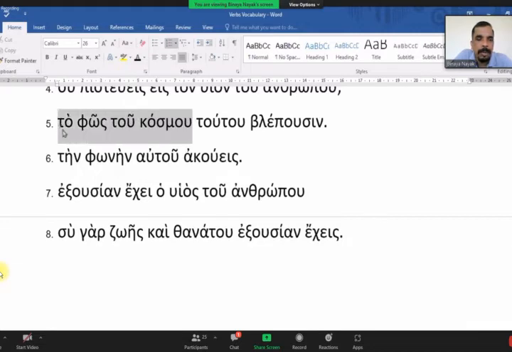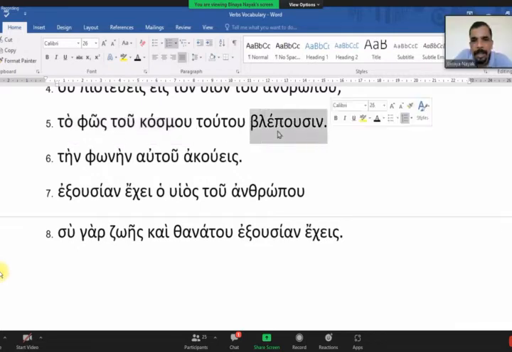So together, how will it be translated? To phos tou kosmou. The light of the world. Okay, that's good. In English, you have an article, the, so you can say it, the light of the world. They see, and not they have seen, because it is present active indicative. Blepusin: they are seeing the light of the world.